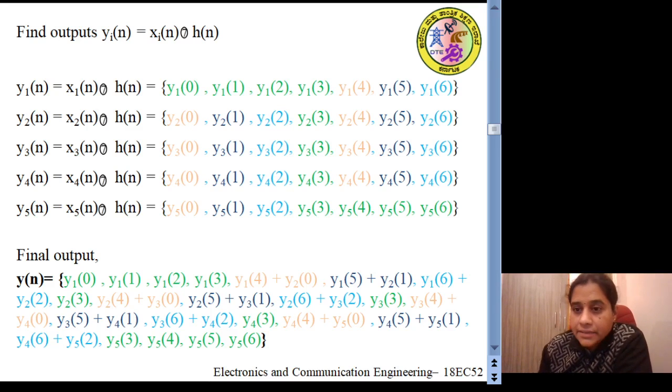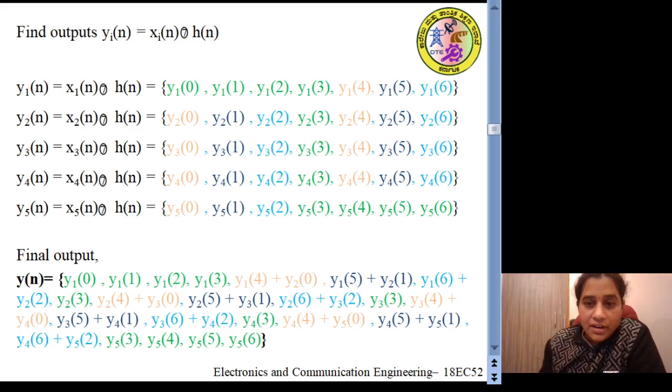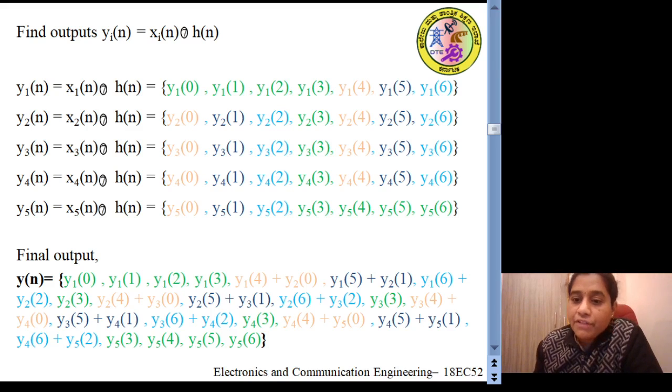Next, y3 of 3 we are keeping as it is. Next, y3 of 4 is added with y4 of 0, y3 of 5 is added with y4 of 1, and y4 of 2 is added with y3 of 6. We are keeping y4 of 3 as it is. Then y4 of 4 is added with y5 of 0, y4 of 5 is added with y5 of 1, and y4 of 6 is added with y5 of 2. And these values we are keeping as they are again: y5 of 3, y5 of 4, y5 of 5 and y5 of 6.